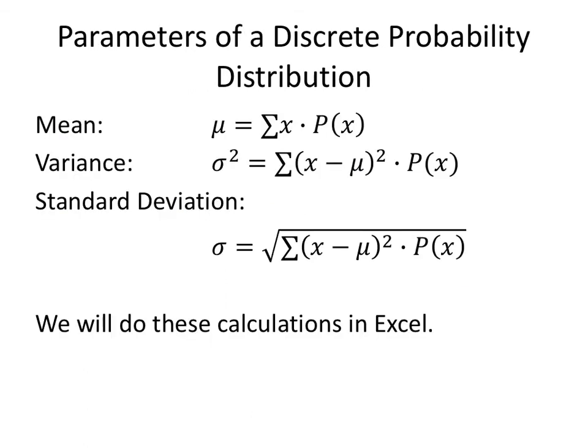We are now going to look at the parameters of a discrete probability distribution. To find the mean, we will do the sum of all the x's times the probabilities. The variance is going to be the sum of all the x minus the mean, squared, times the probabilities. And then for the standard deviation, we'll just take the square root of the variance.